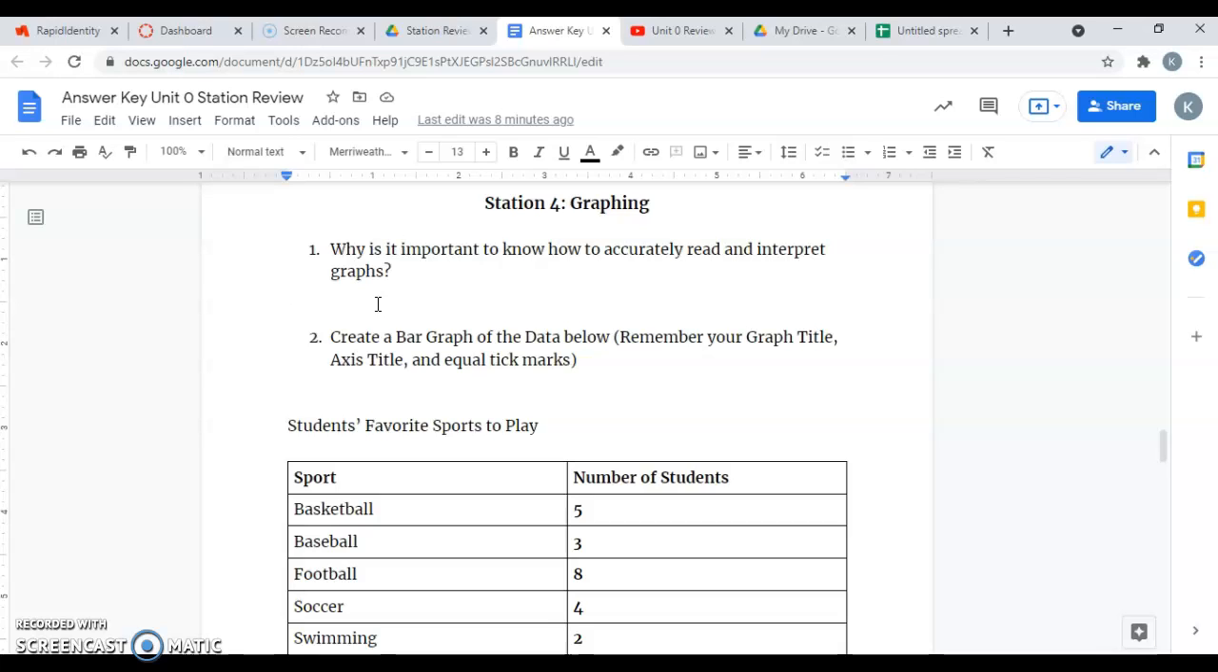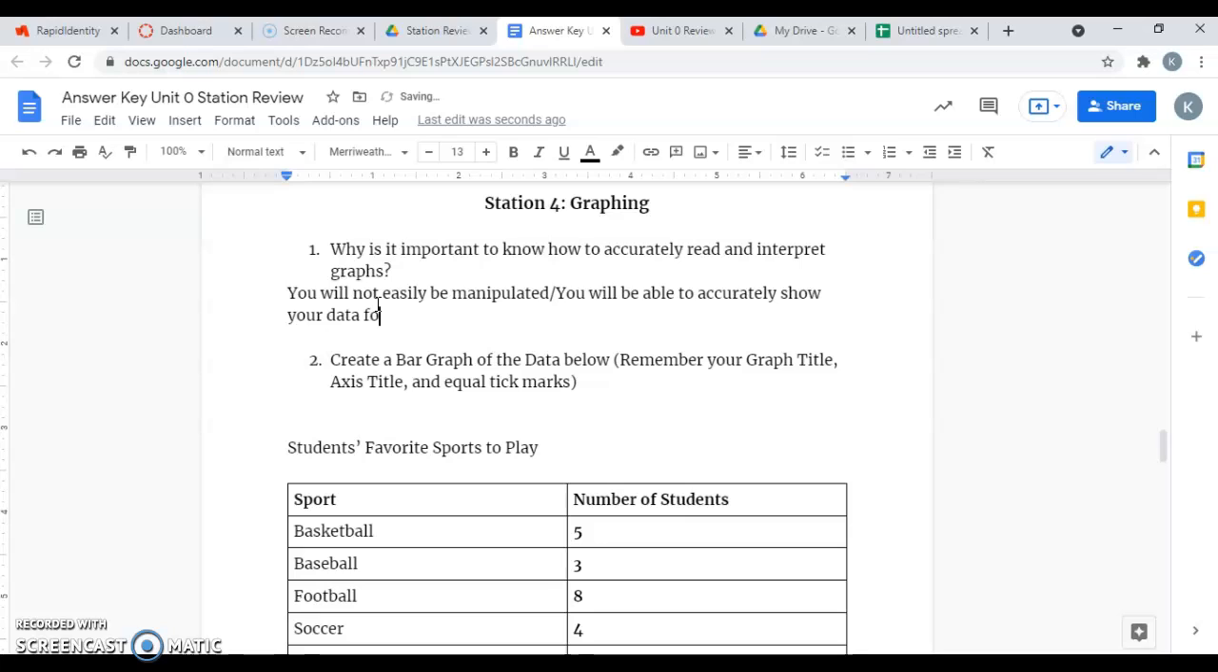Number 1, it just means you can't be manipulated, right? So if you know how to accurately read a graph, we saw when we did our graphing activity in class that pie chart and that bar chart that we saw, they can be misleading, all right? So you will not easily be manipulated, but also you will be able to accurately show your data from experiments.